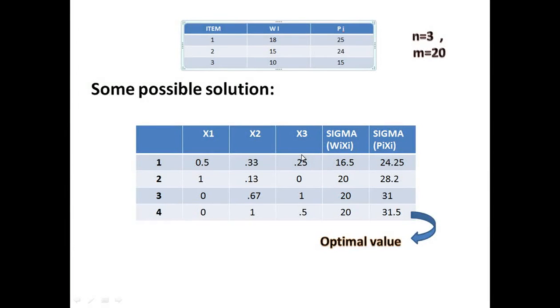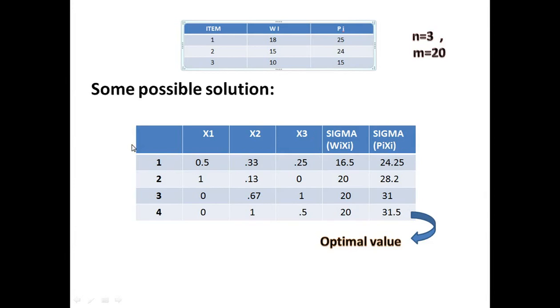Now we will consider an example for the knapsack problem. Here I have considered 3 objects and the capacity of the knapsack is 20. The first object has a weight of 18 and a profit of 25. The second object has a weight of 15 and a profit of 24. The third object has a weight of 10 and a profit of 15. Now these are some possible solutions. There can be more, but for convenience I have taken 4 solutions.